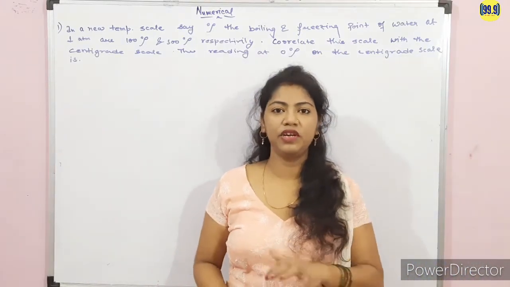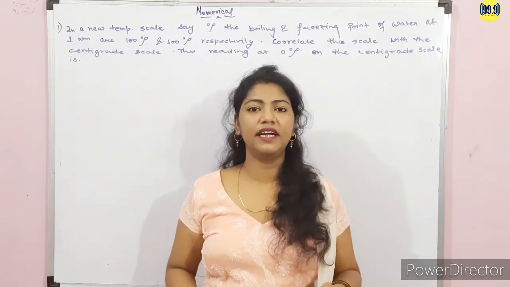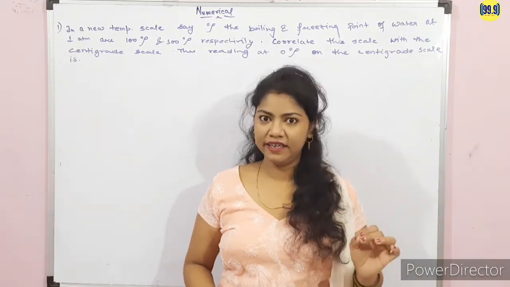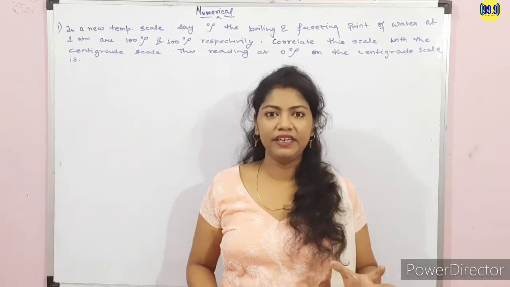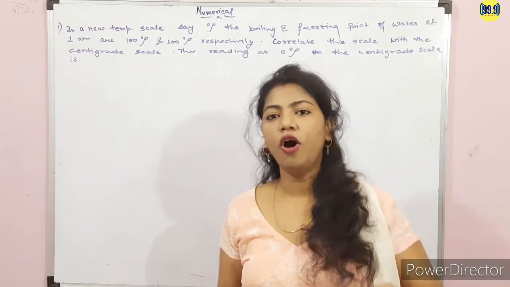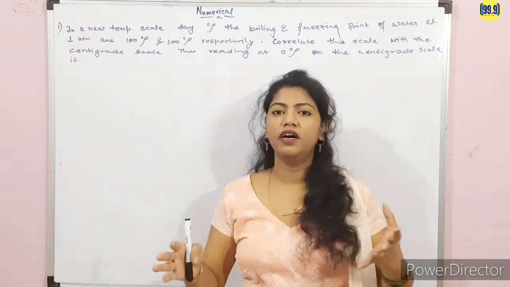and the options given in the question are 0 degree rho, 0 degree Celsius, 100 degree Celsius, 50 degree Celsius and 150 degree Celsius. So these are the four options given in the numerical.